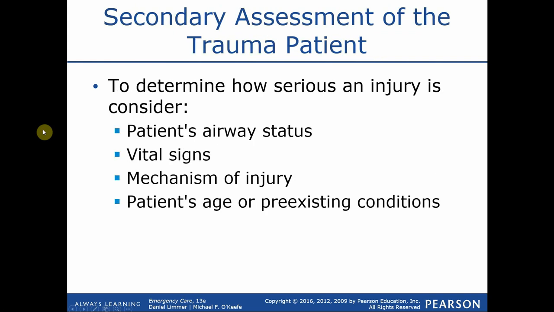Also, just going back here, looking at the patient's age or pre-existing conditions. The extent to which a patient is injured is different depending on a lot of different variables, including age and pre-existing conditions. If I told you that a 22-year-old male fell off his bike going 30 miles an hour down the road, then okay, we'll have an idea of some of the injuries they may have. But now take a 70-year-old male who fell off his bike going 30 miles an hour down the road.